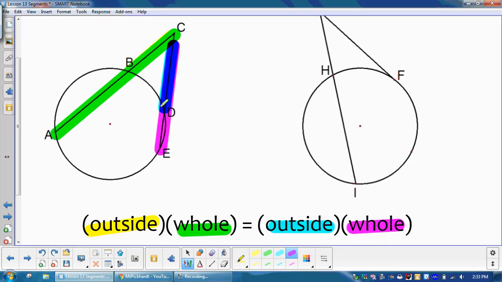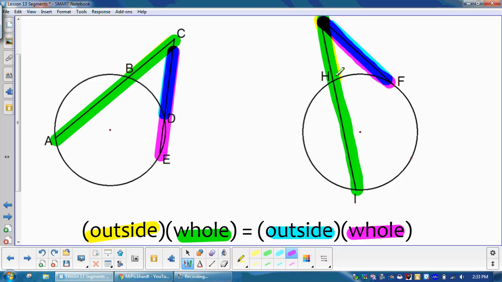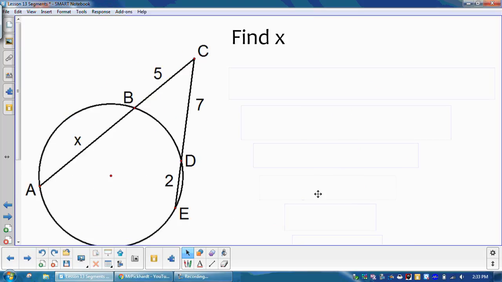That's true here for a secant and a tangent. The outside length times the whole thing is equal to the outside length of the tangent times the whole tangent. And this is kind of a special case because the piece of the tangent that's outside of the circle is the same as the whole tangent, so that number gets plugged in twice. So let's see one of those.